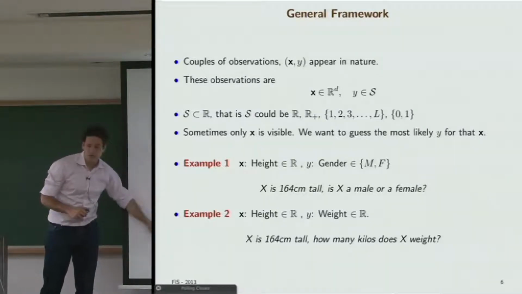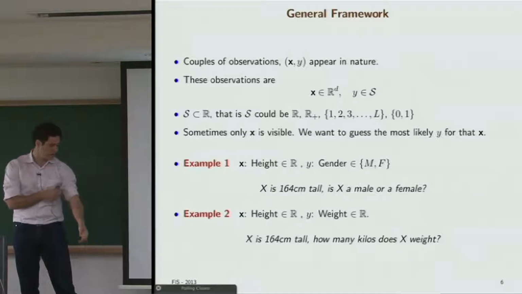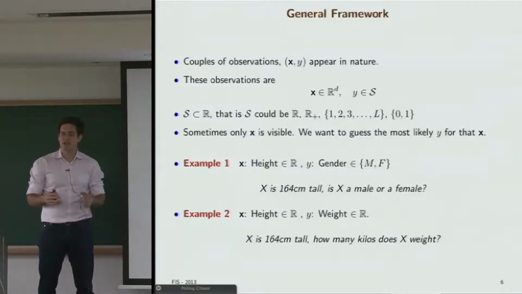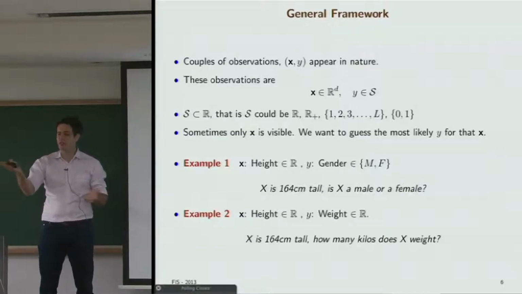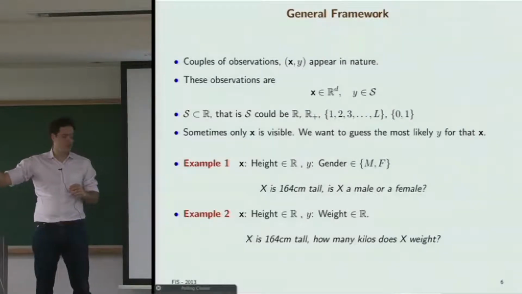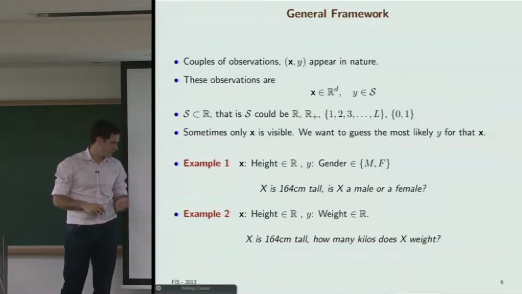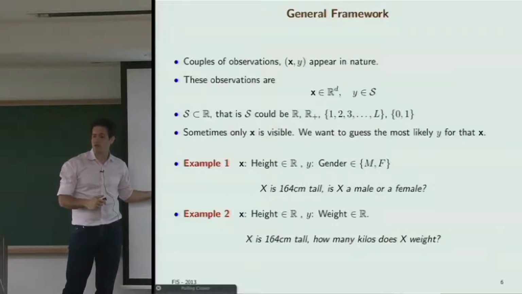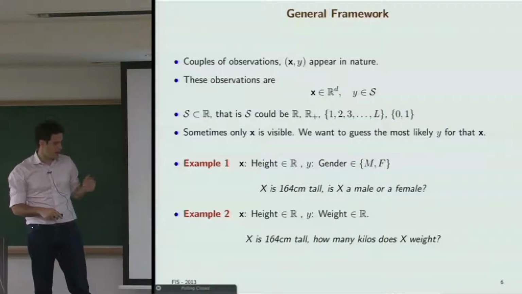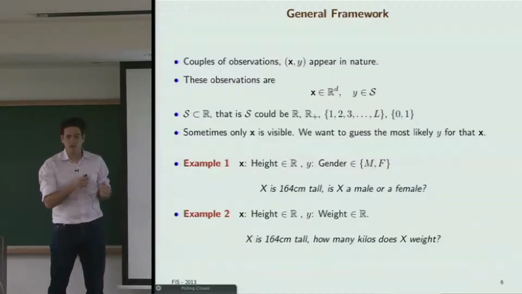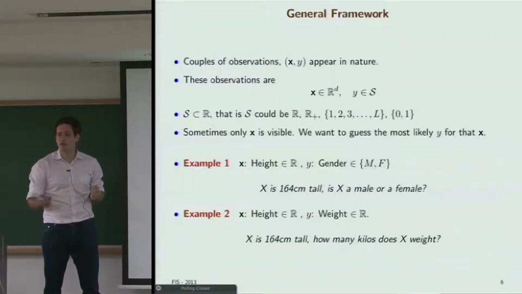So we will use two examples repeatedly in the next two lectures. In the first lecture, we were using apartments and rents and surface and distance, etc. Here we will be using these two examples. The first one is: assume you just sample from the population and then measure the height of a person and the gender. So you have two elements. And now you want to answer the question, given someone's height, what is that person likely to be? Is it male or female? So if person X is 164 centimeters, is X more likely to be a female or a male?